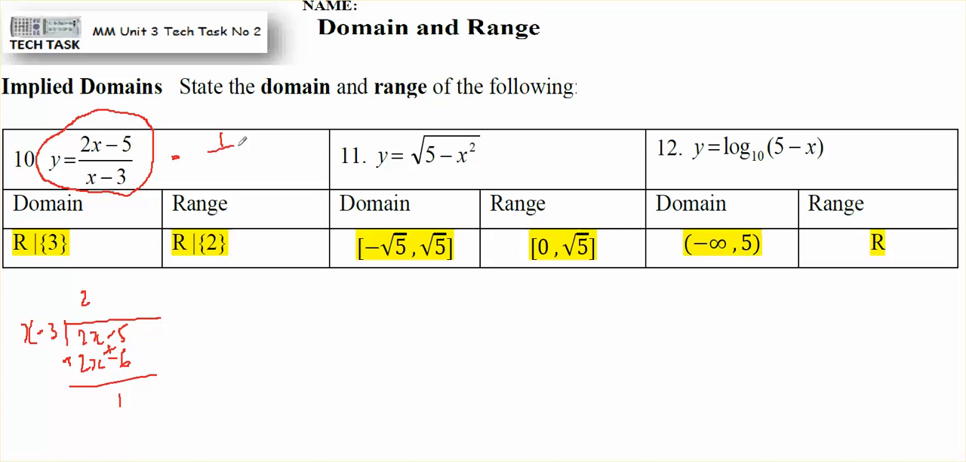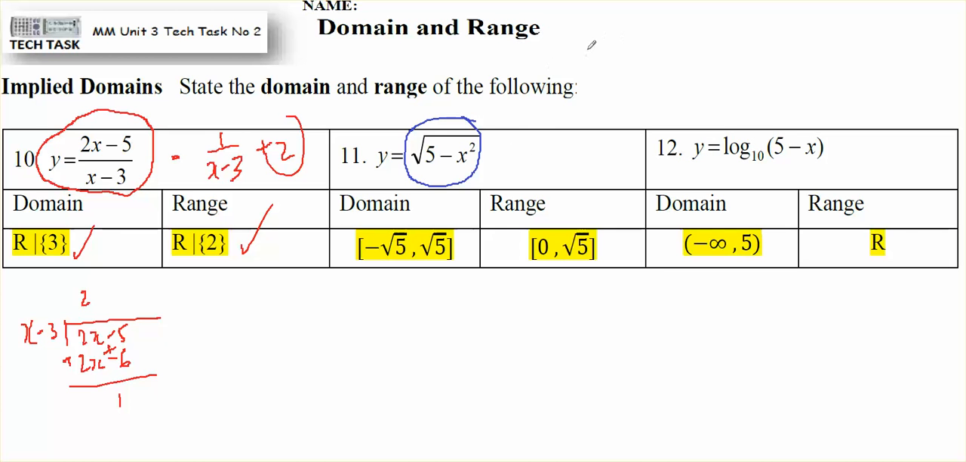1 over x minus 3 plus 2, which means that my denominator can't equal 0, so therefore x is everything except 3, and I have an asymptote at 2, so the range is everything except for 2, because it becomes a hyperbola.